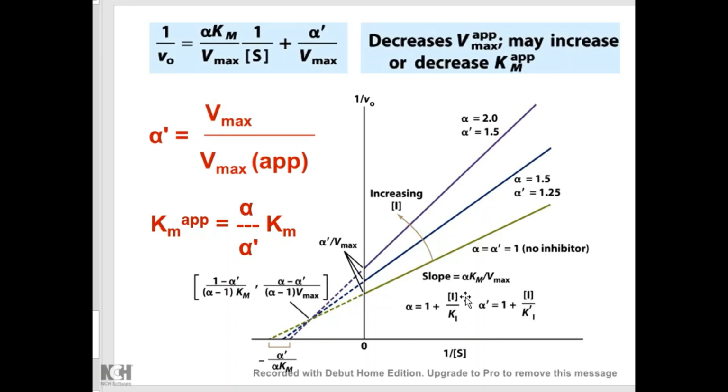Alpha is a parameter that contains the Ki, the other inhibition constant that we need to find, right? We have the concentration of the inhibitor, and the only thing we need to know to find Ki is to find alpha. Alpha should be found from this expression right here. We already know alpha prime. We calculated it earlier, okay? We know Km and Km apparent.